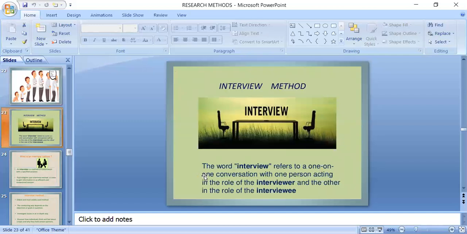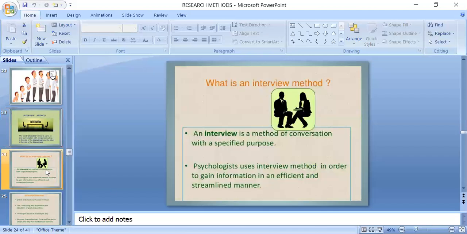The other method is the interview method. Very simple, very common. All of you are aware of interviews. The word interview refers to a one-on-one conversation with one person acting in the role of the interviewer and the other in the role of interviewee. The interviewee is giving the interview and the interviewer is taking the interview. What is an interview method? An interview method is a method of conversation with a specific purpose. Psychologists use the interview method in order to gain information in an efficient and streamlined manner.